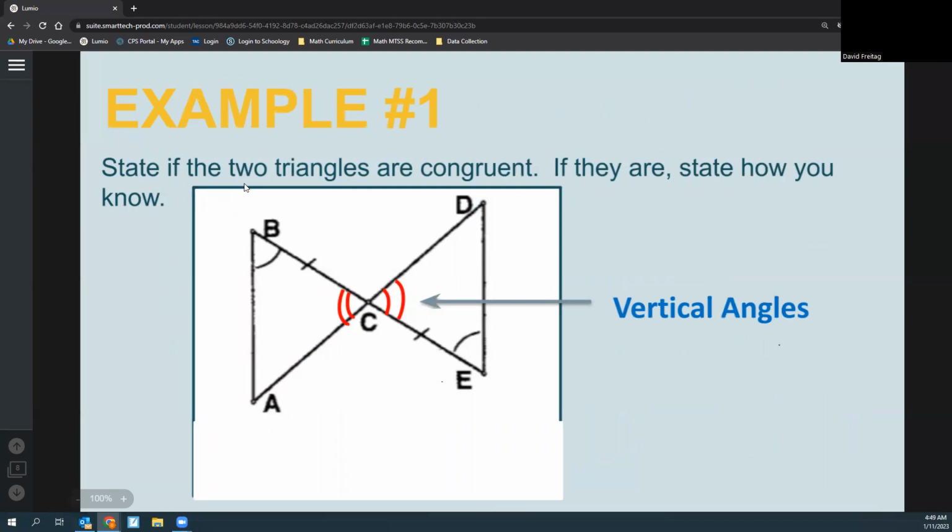So example 1, it says state if the two triangles are congruent. If they are, state how you know. Well, I'm given that B is the same as E. C is the same as C. E and the side in between the two angles are the same. Since these are following angle, side, angle, this is a yes. And I know this because it's angle, side, angle.